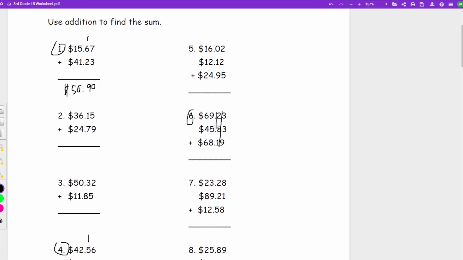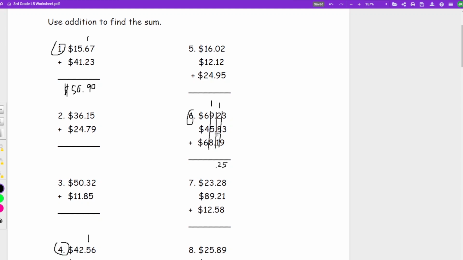Number 6, I'm just going to add all of the numbers, just one by one, which are in the same place. So I'm going to visualize it better. 3 plus 3 plus 9 is 15. Put down 5, carry the 1. 1 plus 2 plus 8 plus 1 is 12. Put down a 2, carry the 1. And then I have to remember to put my decimal place.